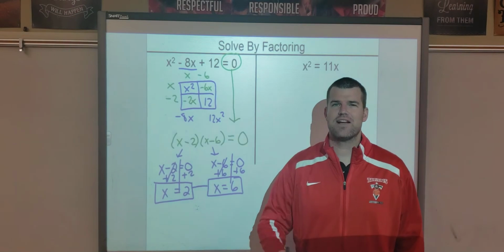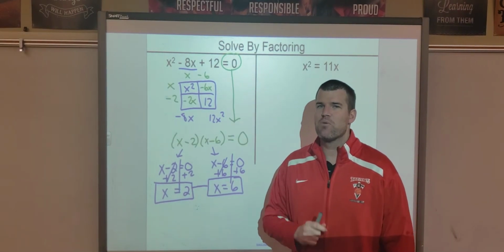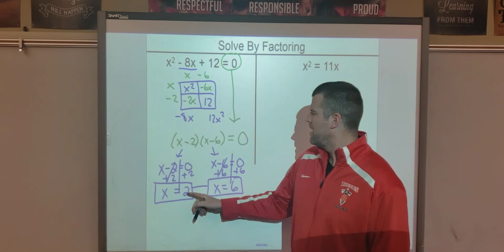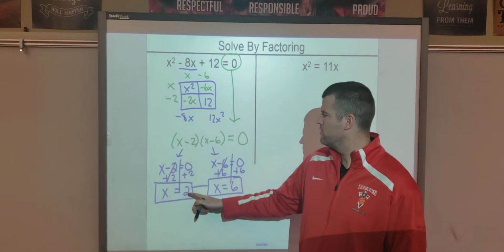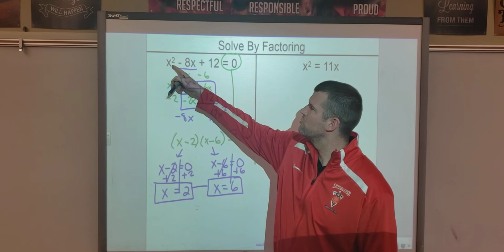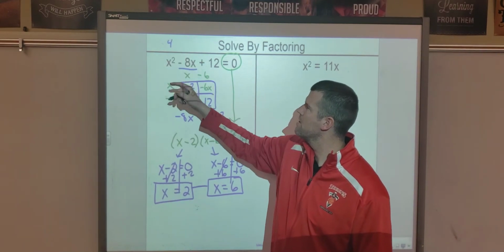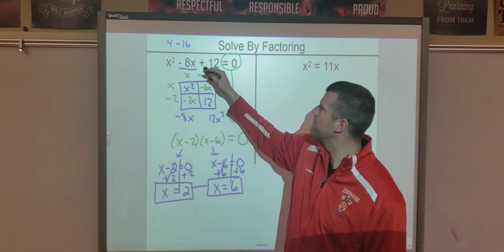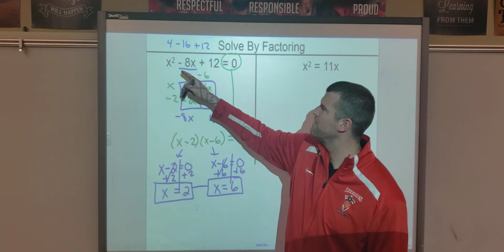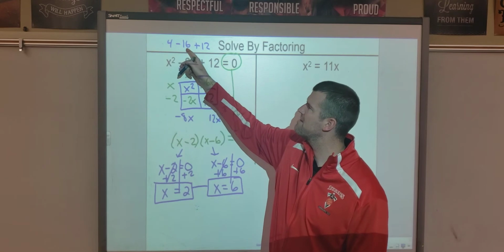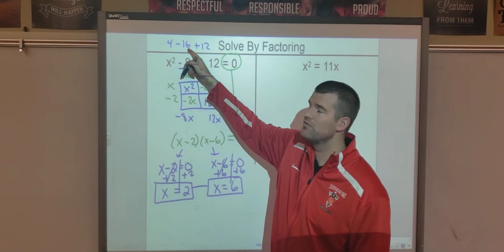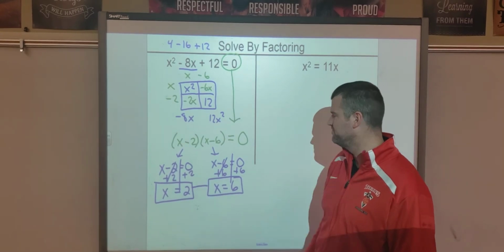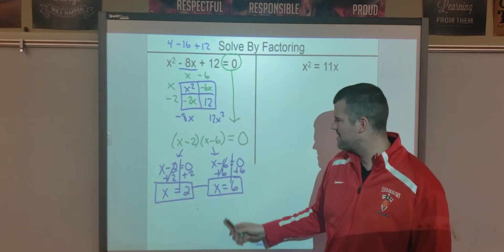How could we check our answer on these? That's right, we're going to plug it in. If you want to check your answer to make sure it's right, you would plug in 2. 2 squared is 4. Negative 8 times 2 is negative 16. And then we've got plus 12. If I go left to right, 4 minus 16 is negative 12. Negative 12 plus 12 is 0. It worked. I could also double check 6.